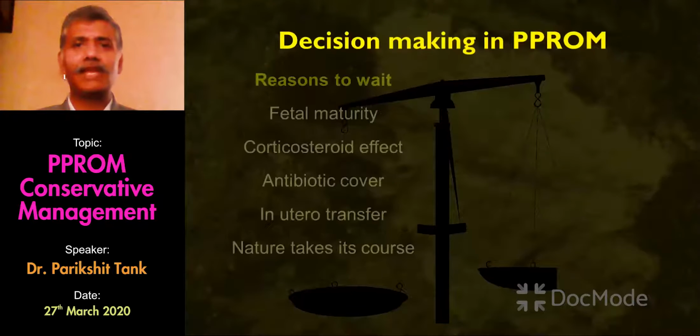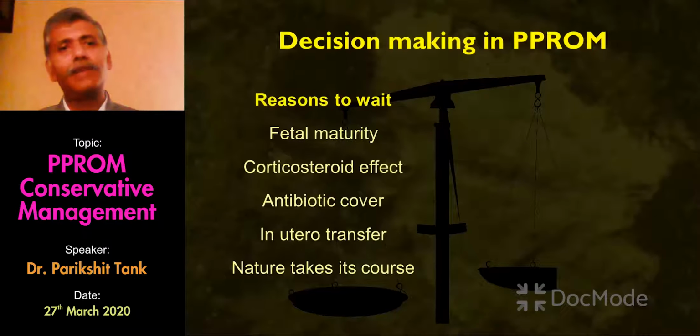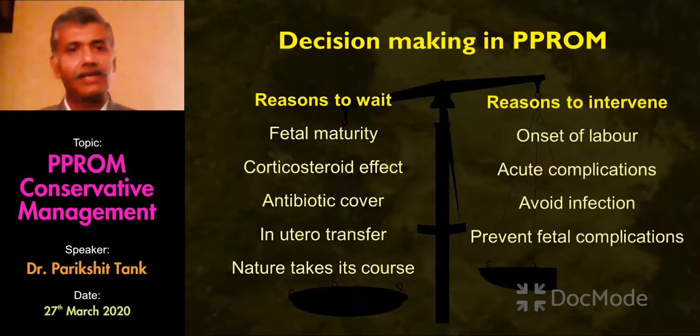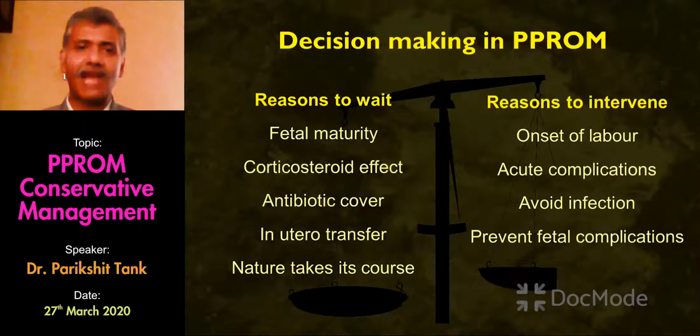So the decision making in PPROM rests between reasons to wait and reasons to intervene. The reasons to wait are fairly obvious. One wants a more mature fetus. We don't want to particularly deliver a 30 or a 32-week fetus. We would really appreciate it if the fetus could stay in there for another couple of weeks. If not that, then at least until the corticosteroids that have been administered at the presentation have had enough time to act, and an adequate antibiotic cover has been established.